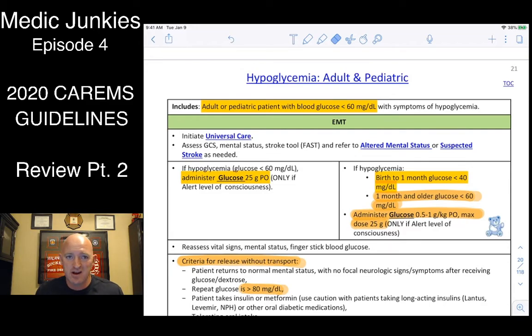What's an extra 5 grams? It ain't gonna hurt them, okay? But give them a couple tubes, all right? With the kids, we're supposed to give them 0.5 to 1 gram per kilo orally, up to a max of that adult dose of 25 grams, okay? So just a little less than two tubes.